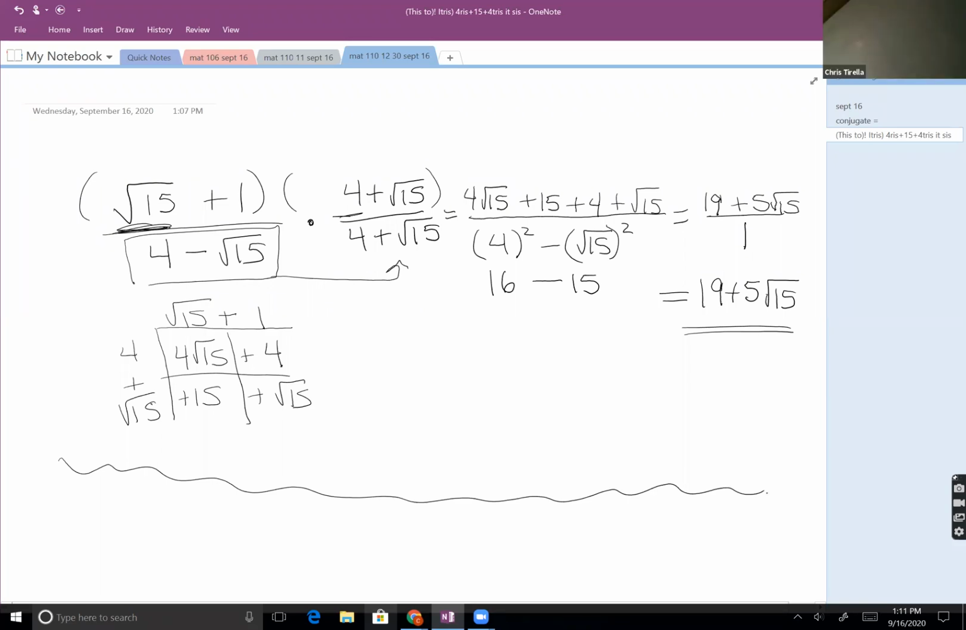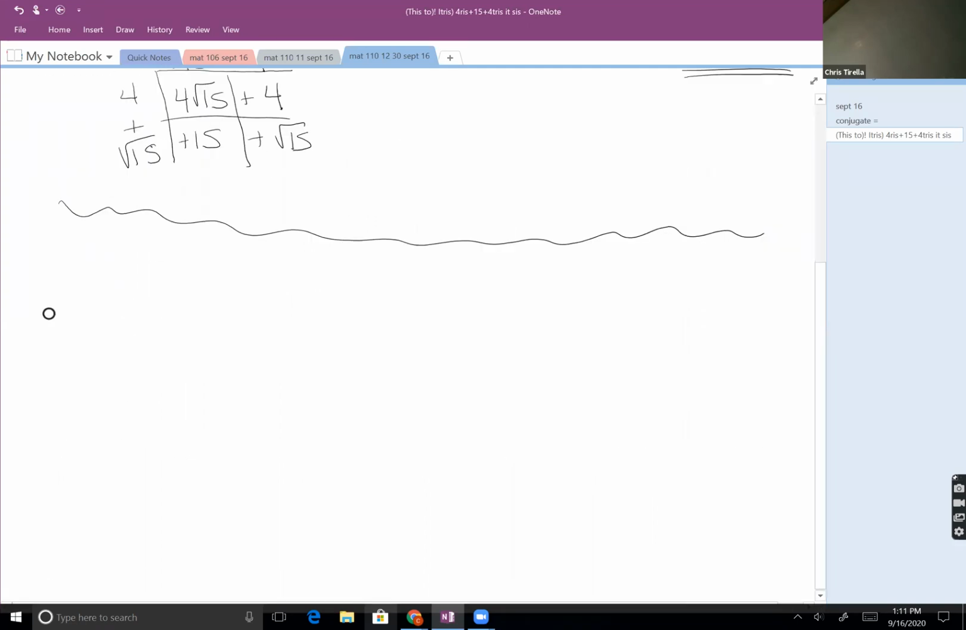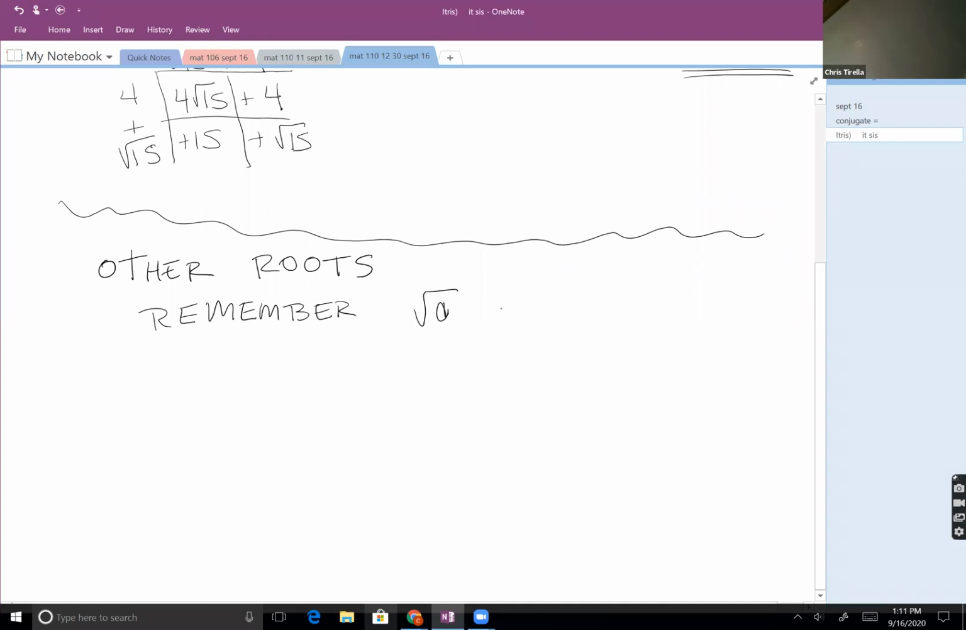If so, we're going to change gears just a little bit and look at some other roots. I want you to remember that we said the square root of A equals B means that A is B squared.